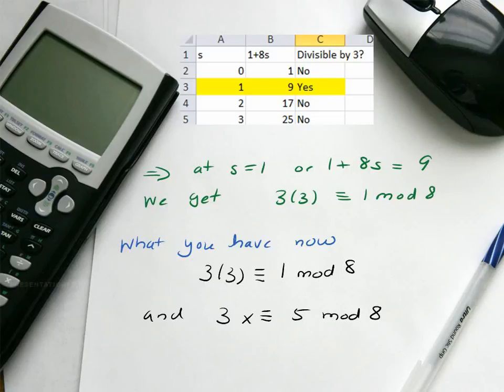Wait, why is it 3 times 3? Because I found that 9 was the solution to the mod 1 equation, and 9 is 3 times 3. So I'm knowing what will take that 3 and transform it to a 1. It's a multiple of 3.